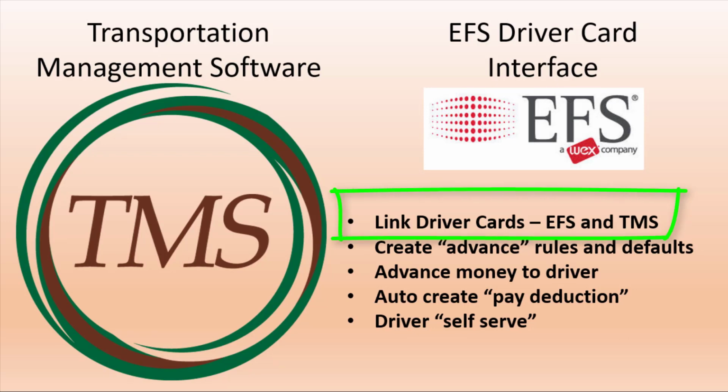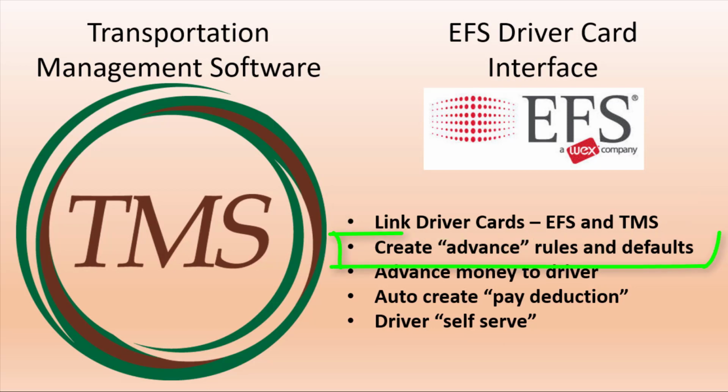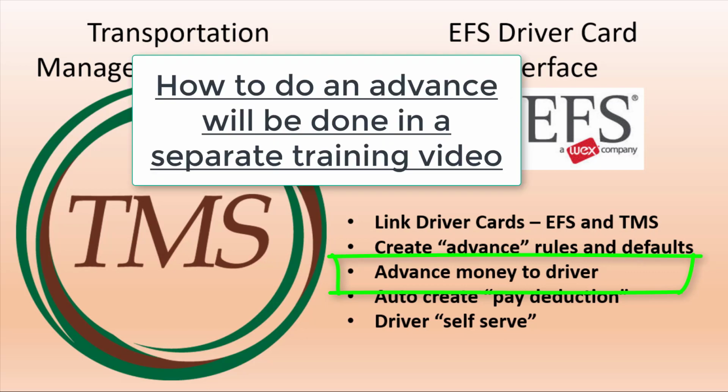The TMS EFS system has the following main components. First, link the driver cards from the EFS system to the corresponding driver in the TMS system. Second, set the rules and defaults to use when a driver is given advance. Third, in the TMS system, when you are ready to give the driver an advance, the system will calculate the maximum allowable advance based on their trip pay and the rules you set.